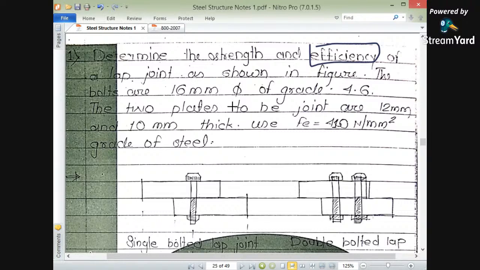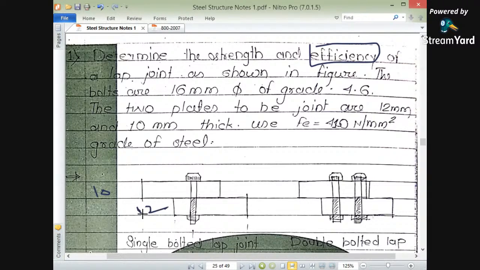So determine the strength and efficiency of a lap joint as shown in the figure. The bolts are 16 mm diameter and the grade of bolt is 4.6. The two plates to be jointed are 12 and 10 mm. So here these are the two plates. This plate is 10 mm and this plate is 12 mm.